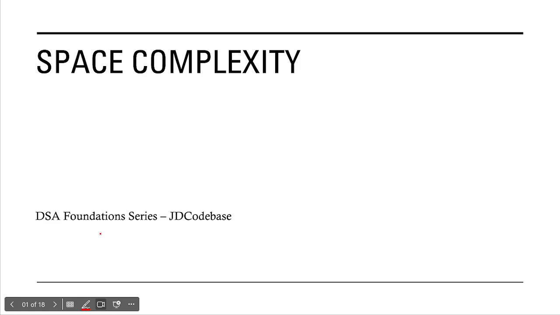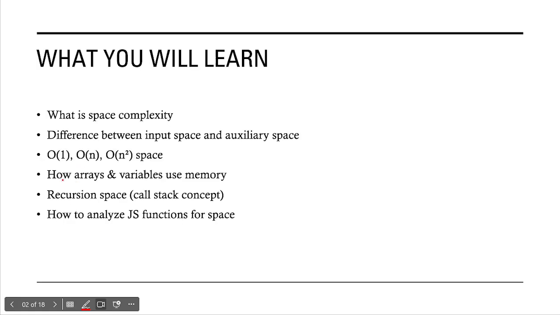So let's start. Today we will understand what is space complexity, input space versus auxiliary space, Big O of 1, Big O of n, Big O of n square space, how arrays and variables use memory, and how recursion uses extra memory. By the end of this video, you will be able to analyze the space complexity of any simple JavaScript function.